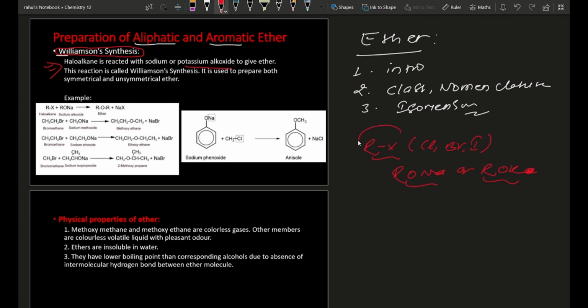So when this haloalkane is treated with sodium or potassium alkoxide, it gives ether. So this reaction is known as Williamson's synthesis. So it is generally used to prepare both symmetrical as well as unsymmetrical ether. So यो अघिल्लो भिडियोमा हामीले सिमेट्रिकल इथर के हो एन्ड अनसिमेट्रिकल इथर के हो त्यो हेरिसकेका छौँ। इथर ह्याभिङ सेम नम्बर अफ कार्बन in their both side, that is left and right side, are called as symmetrical ether, whereas if the number of carbon atoms on both sides are different, then they are considered as unsymmetrical ether.